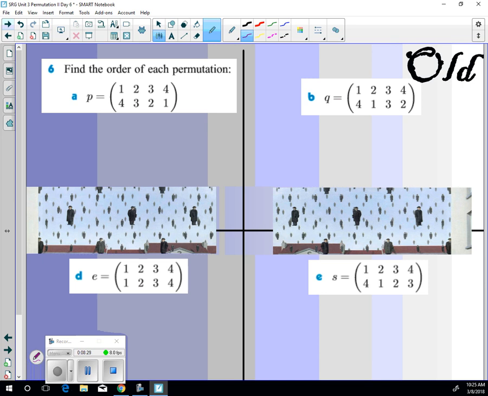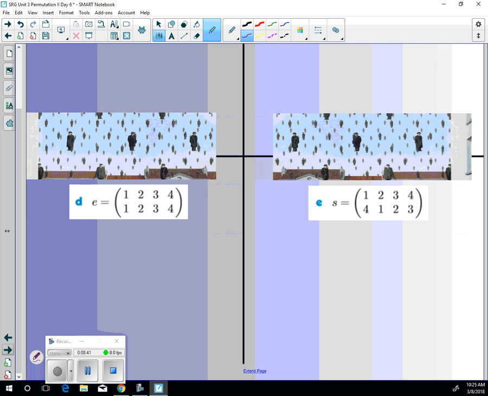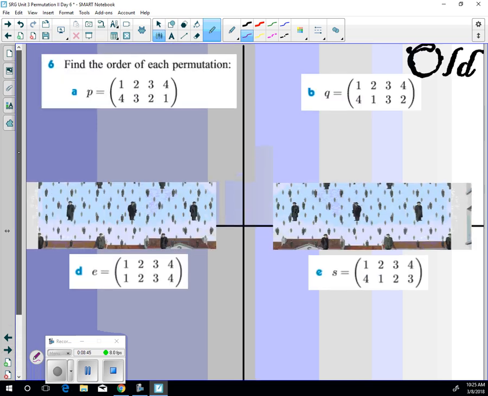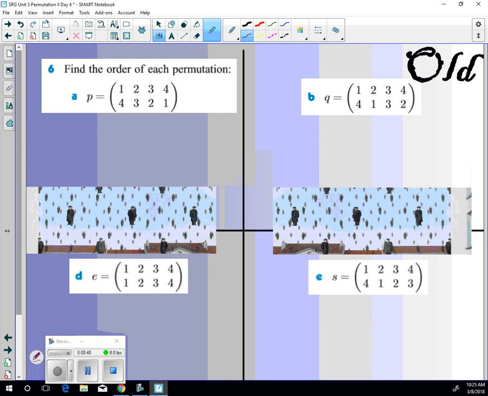So I want to do one of these. I will do, Aiden gets to pick. P, Q, E, or S? Which one do you want me to do? Oh, you want me to do that one. All right. So I'm going to do this one first.